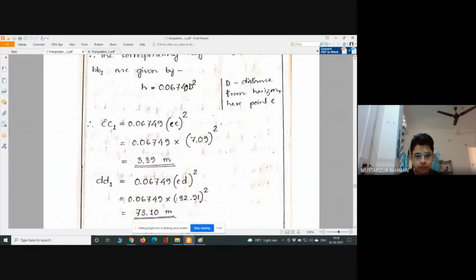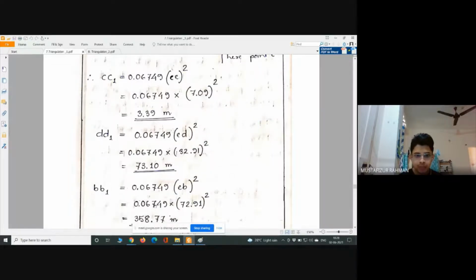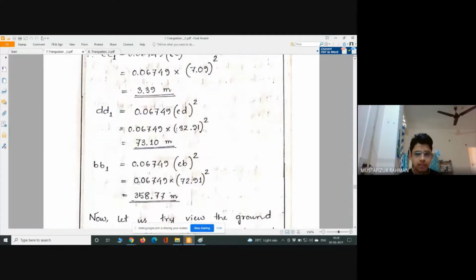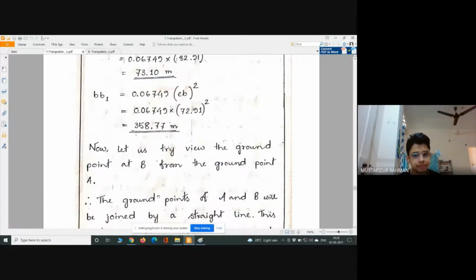So, same formula, the CC1 is H and CE is the D. CC1 will be in meter and this D will be in kilometer, right? So we are finding out CC1, DD1 and BB1, the elevations when we are looking at the horizon of all the points we found.